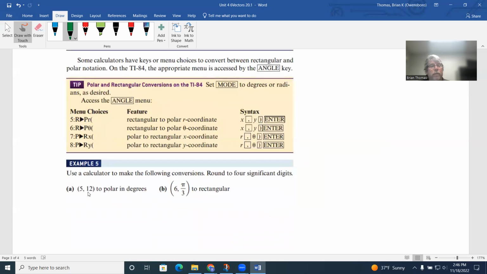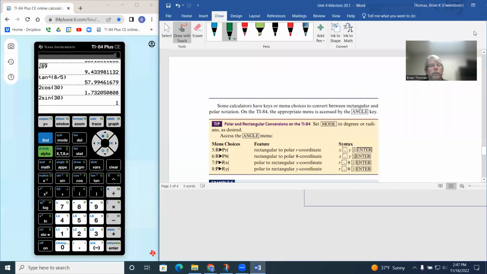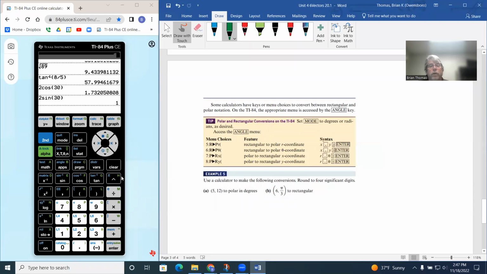So if I have rectangular coordinates, I'll convert them into polar in degrees. Let's see if we can do this on our calculator. So we have the feature rectangular to polar r coordinate. Let's see what we got here. This looks like you've got a couple of different formulas here. This stands for rectangular to polar r and polar theta. So let's see here. Let's slide this over. Let's see, if I want to do this with 5, 12.